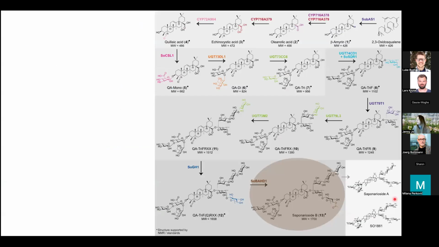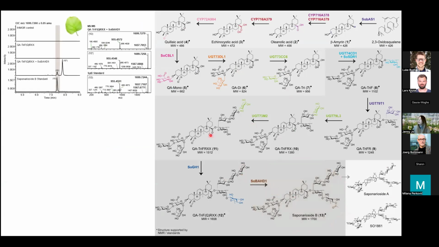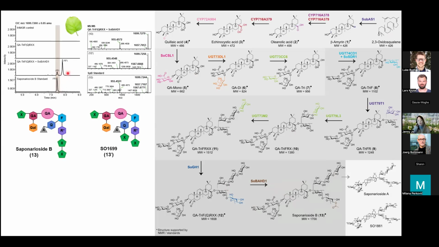So after that step, I guess back to the pathway, is an acetylation step catalyzed by SOBHD1. And when we infiltrate all the genes up to here with an addition of SOBHD1, we get a product formation of two peaks again. And the first peak corresponds to our saponin B standard. And then the second peak, we didn't really know what it was, so we had to purify it.